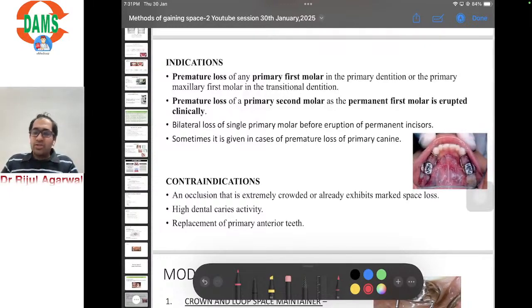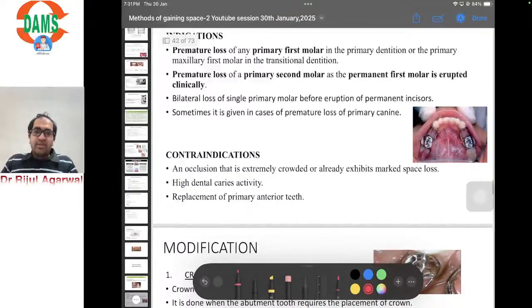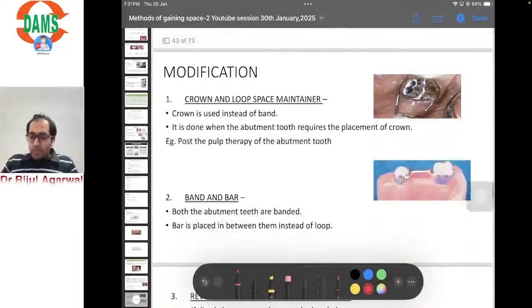Contraindication: the occlusion is severely crowded and exhibits a marked space loss. There is high caries activity in the mouth, and replacement of primary anterior teeth is there. It can be modified into the functional form as well by giving a crown instead of a band, for example in the case of post-pulp therapy of the abutment tooth.